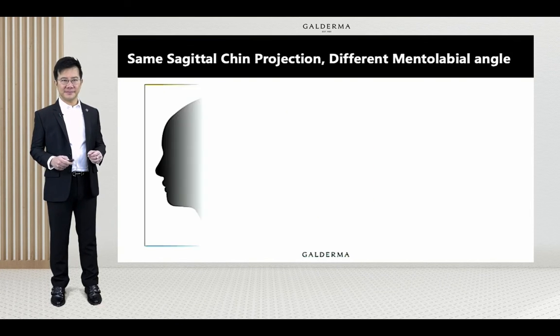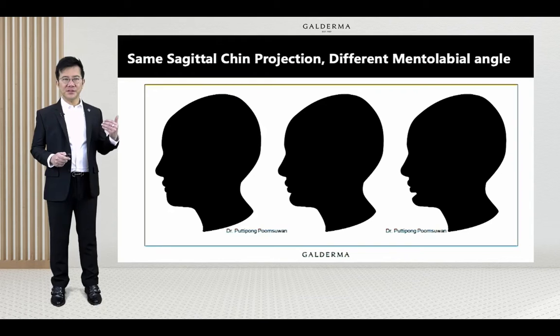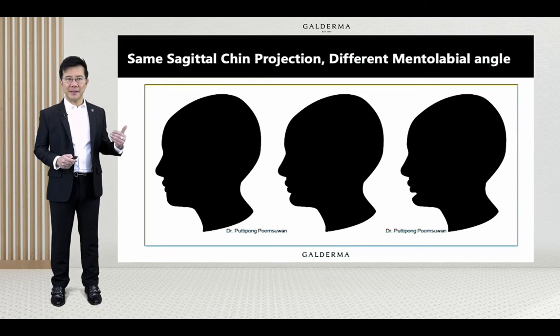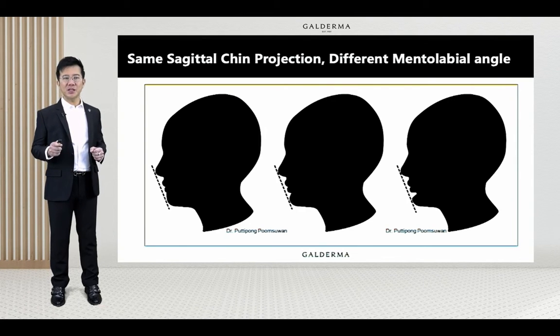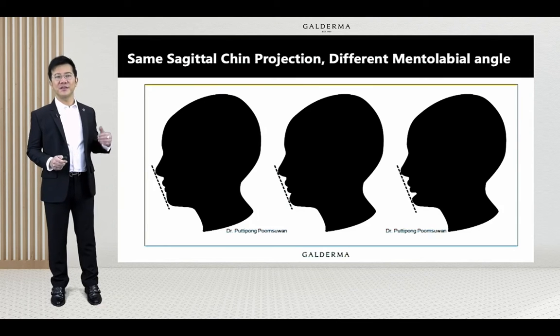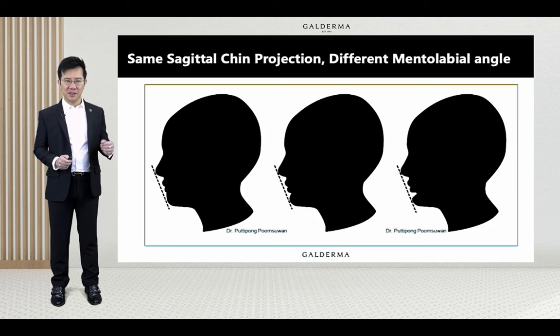In this slide, all these pictures show the same sagittal chin projection. Please keep in mind that the mentolabial fold depth may impact the appearance of lip projection, particularly of the lower lip.